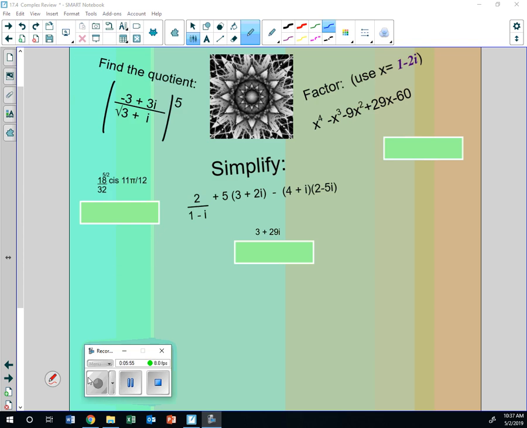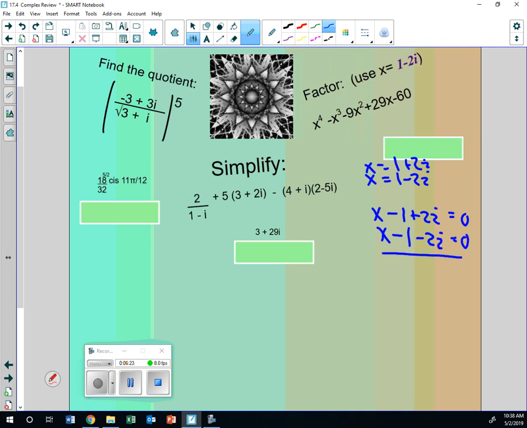With this second one, they're giving you the root x equal to 1 minus 2i, and you're going to need to factor this all the way. What's the factor? x minus 1 plus 2i equals 0. And then the other one is going to be 1 plus 2i, so that factor is going to be x minus 1, minus 2i. So you're going to have to multiply those out. And remember, you can use that little shortcut I showed you.